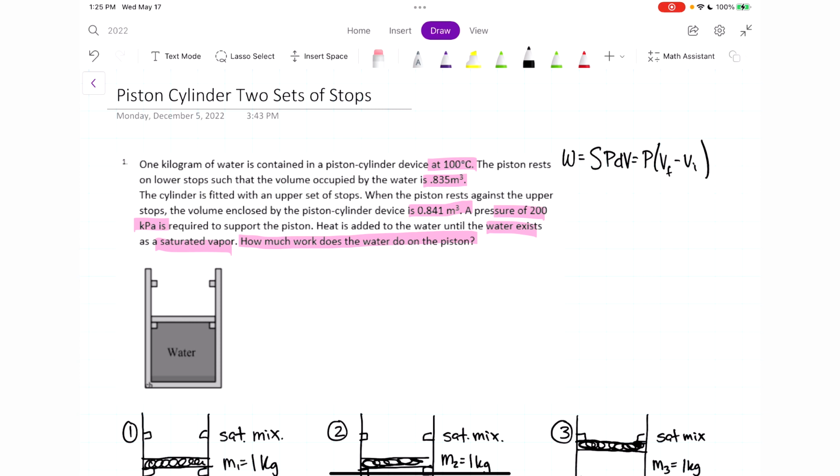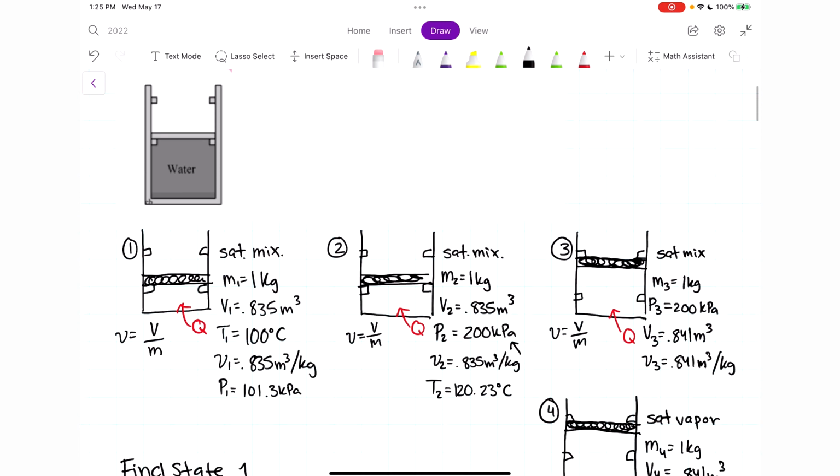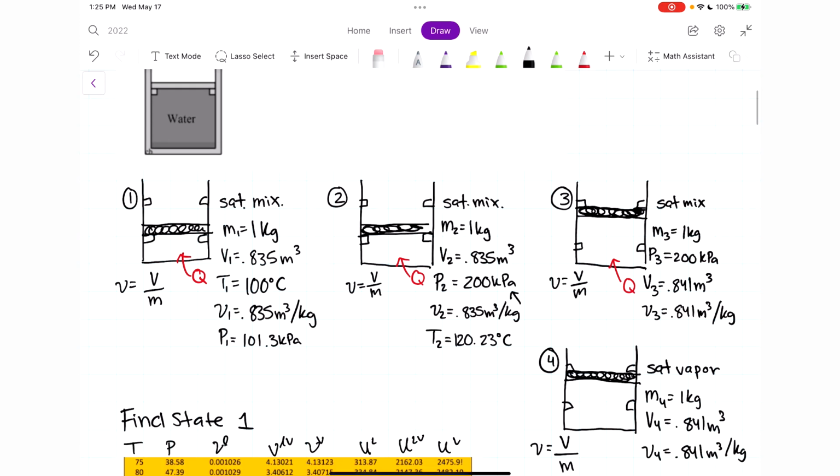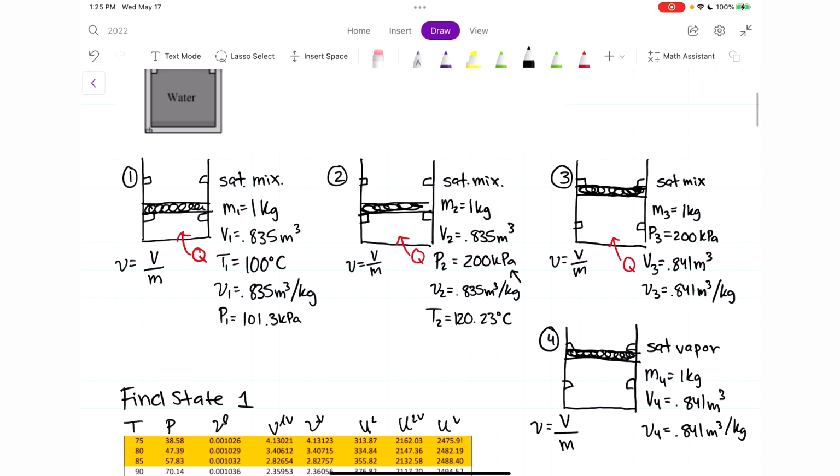So we are trying to find the amount of heat added to this system. We know that from state 1 to state 2, some heat was added. And then from state 2 to state 3, more heat was added. And then from state 3 to state 4, more heat was added as well. So we need to go ahead and find Q from 1 to 2, 2 to 3, and 3 to 4.